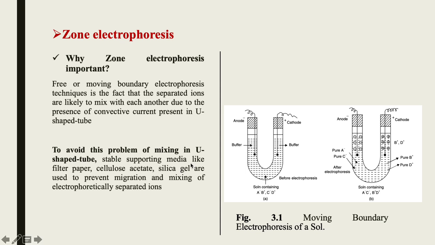So you just remember the name of this paper. This is filter paper made of cellulose acetate or silica gel. So these are the materials of the filter paper they generally use to prevent the mixing of the electrophoretically separated ions.